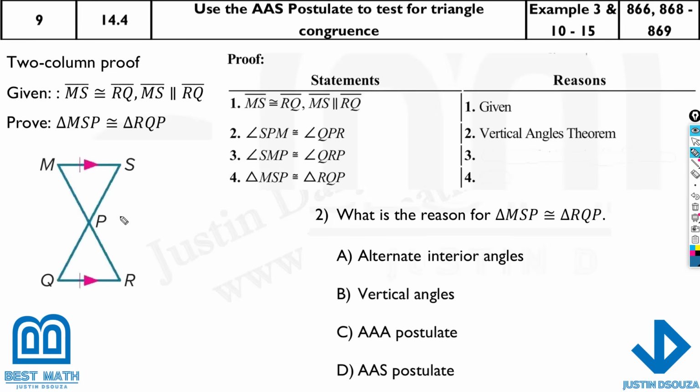Here they have told us MS and RQ are congruent and also parallel. Now, if they are parallel, then we can use a lot of theorems, like alternate angles and vertical opposite angles. There are plenty of them. Let's see what we have to solve for: the reason behind MSP, what is MSP? This angle, and RQP is over here, this angle.